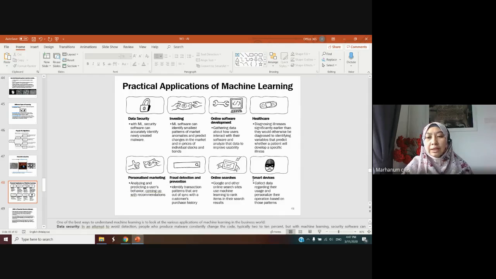Okay, online search. Smart devices collect data regarding their usage and personalize their operation based on those patterns. Like our Google Map or Waze. Basically we type the location, we type the destination, isn't it? But if we type the same destination repeatedly, they will simply group it as our working place, or our home. Even if we have not grouped it yet, they group it for us.